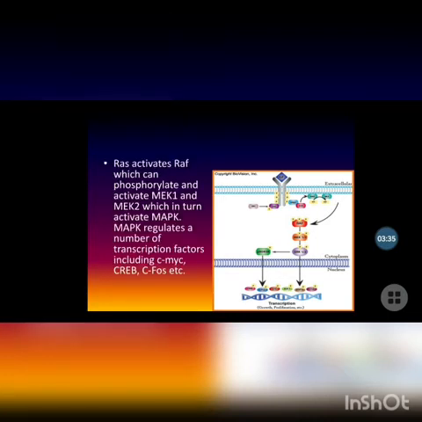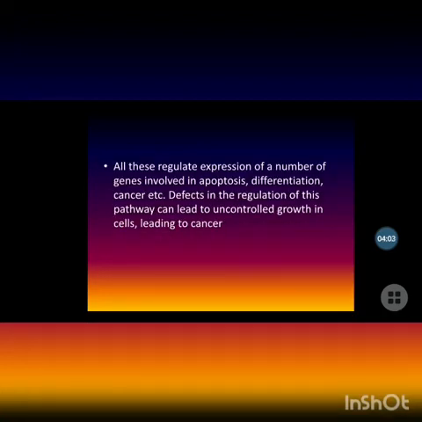And this particular RAS, which is formed at the end of the previous cycle, activates the RAF, which can phosphorylate and activate another MAP kinases called as MEK1 and MEK2, which in turn activate the MAPK. So MAPK, which is the main regulating protein here, regulates a number of transcription factors like CMYC, CREB and CFOS, etc. So all these regulate the expression of a number of genes involved in the apoptosis, differentiation, cancer, etc.